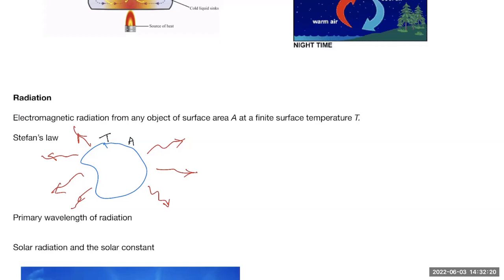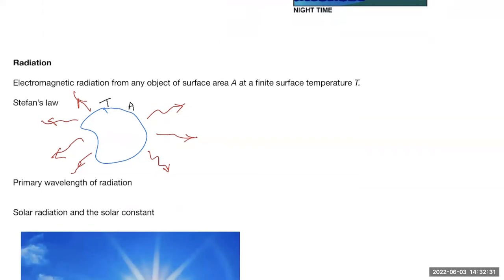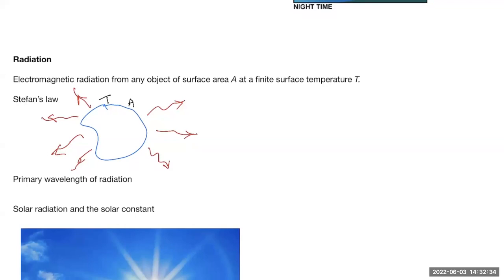Okay, so how much radiation takes place? What is the power of the radiation from an object whose surface area is A and whose surface temperature is T? It turns out there is a law governing that. Again, you will see that in chapter 39. This law is called Stefan's law. So what does this law say?